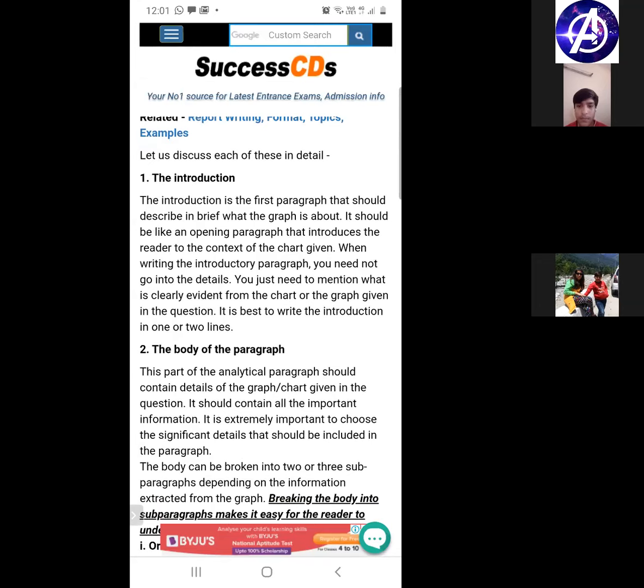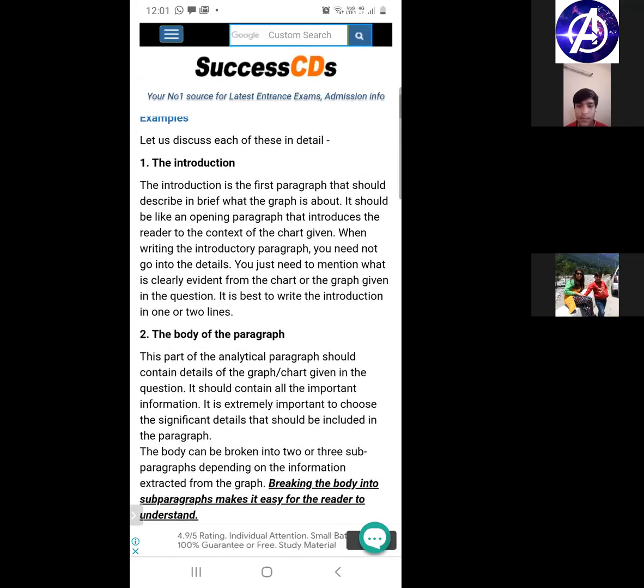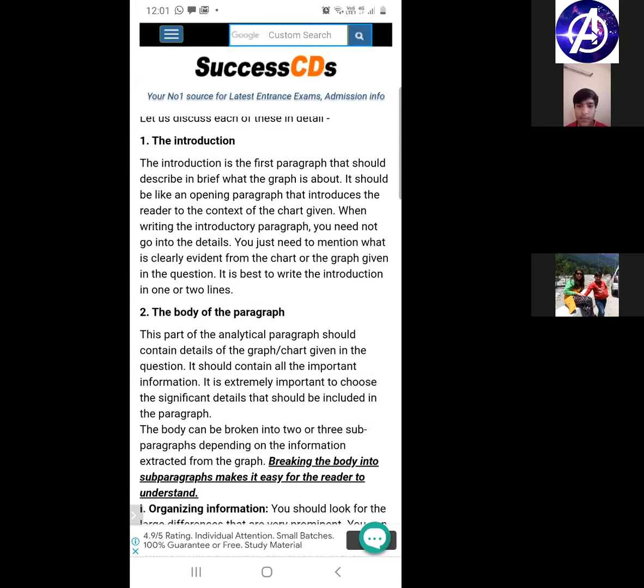Yes, ma'am. The introduction is the first paragraph that should describe in brief what the graph is about. It should be like an opening paragraph that introduces the reader to the context of the chart given. When writing the introductory paragraph, you need not go into details. You just need to mention what is clearly evident from the chart or the graph given in the question. It is best to write the introduction in one or two lines.